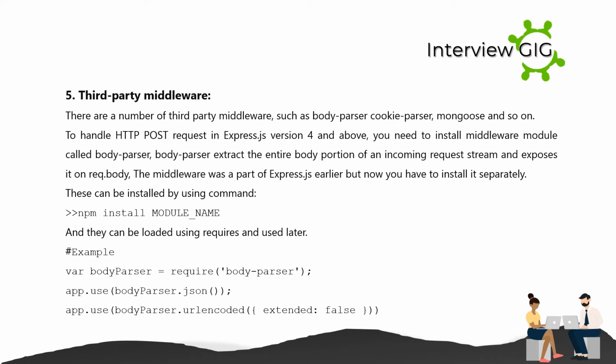5. Third-party middleware. There are a number of third-party middleware, such as body-parser, cookie-parser, mongoose, and so on. To handle HTTP POST requests in Express.js version 4 and above, you need to install a middleware module called body-parser. Body-parser extracts the entire body portion of an incoming request stream and exposes it on req.body. The middleware was a part of Express.js earlier, but now you have to install it separately.